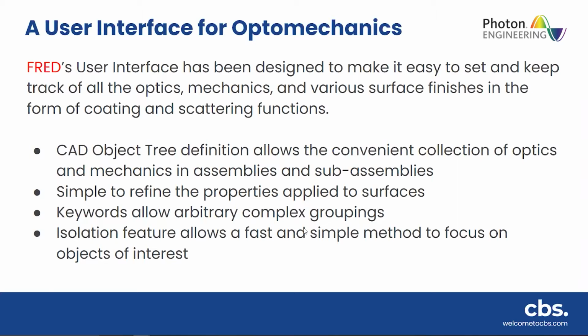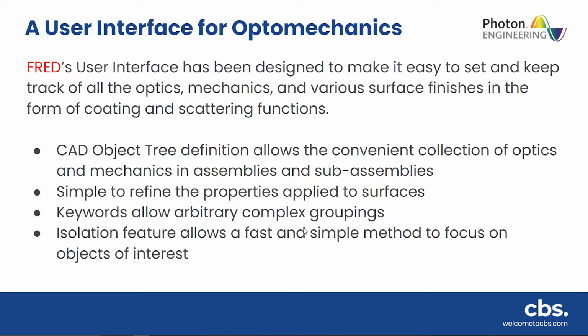Keywords are a really great part of Fred that we're going to demonstrate being used here, which allow us to have arbitrary complex groupings. So essentially these keywords act as tags. And then the isolation feature that Fred has as well, especially when working in a very complex model, allows us to very quickly focus on parts of the model that are very interesting to us and remove some of the extra detail whilst we're doing that, so we can focus on objects of interest. So that enables us to essentially specify the model and work very easily with the model.